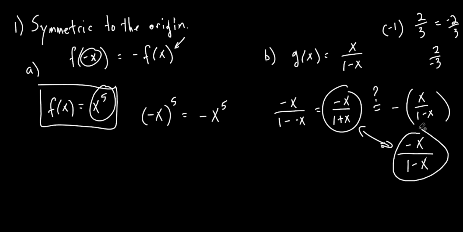So here's my question. Is this the same as this? No, obviously not. That's negative x, which is the same, right? But look at the bottom. This is 1 plus x, this is 1 minus x. They are not the same. So is this symmetric to the origin? No. Is this symmetric to the origin? Yes. But I got to see why.